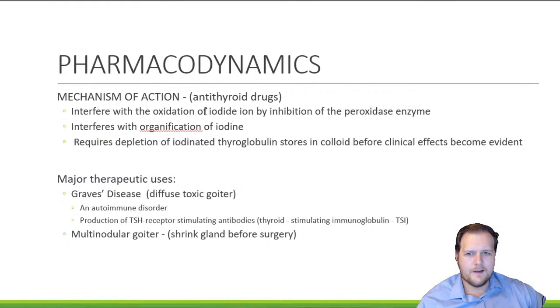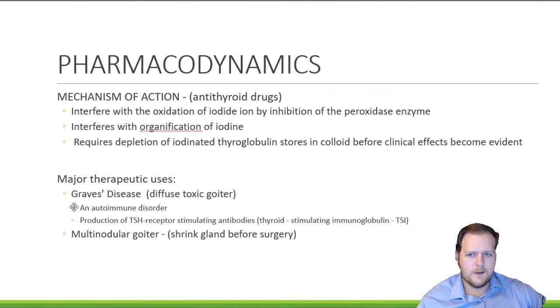Basically, they interfere with the oxidation step of iodine, and they'll interfere with the organification step here, basically preventing the two steps in the process of actually producing the diiodo and monoiodotyrosine in the first place. And so, again, you have to have depletion of iodinated thyroglobulin beforehand before the effects even become evident, right? So, again, getting rid of the already formed precursors before these drugs will actually do their thing.